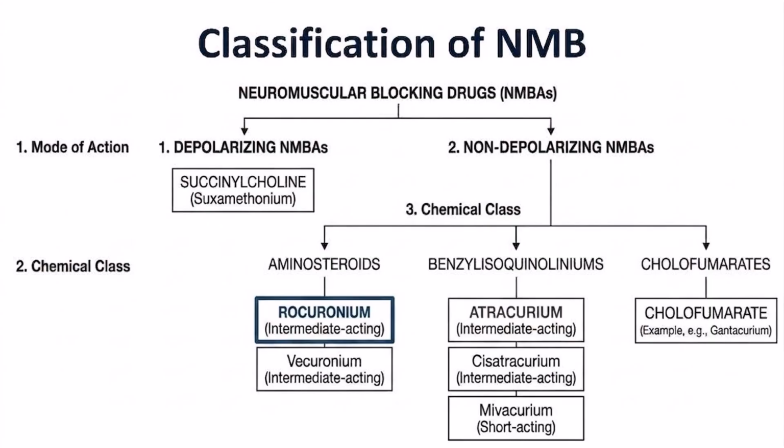Before discussing rocuronium in detail, it is important to understand where it fits within the classification of non-depolarizing neuromuscular blocking agents. These drugs are broadly divided into two major groups, namely the aminosteroid compounds and the benzylisoquinolinium compounds. Rocuronium belongs to the aminosteroid group and is classified as a non-depolarizing neuromuscular blocking agent.